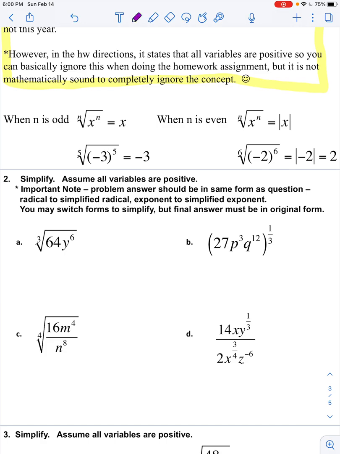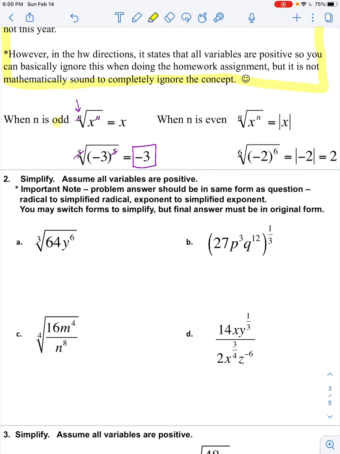When your index is odd, so you're taking the odd root of something, third root, fifth root, seventh root, and so on, these will simply cancel straight up and you will just get that value because again, you can have a negative under there. So in this case, the fifth root of -3 to the fifth power is -3, totally cancels out and you just get that value.